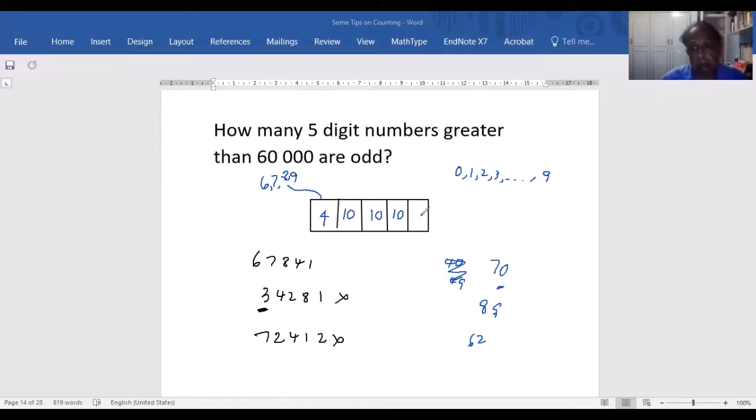But here one has to be careful, because you have to make this thing an odd number. So the only way you can fill in the last box is to use 1, 3, 5, 7, and 9. You can't use even numbers here. You want that number to be odd. So there are only five choices for the last one. See? Five choices for this last one.